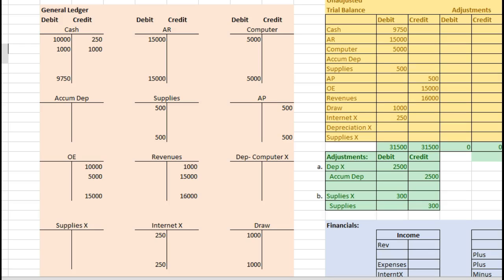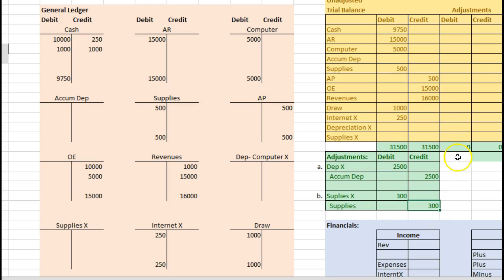And to do the adjustments then, the computer is $5,000 and we're going to keep it for 2 years. It's straight line depreciation, so that means I have a depreciation expense of $2,500 and a credit to accumulated depreciation for $2,500. We looked at the supplies and found out there were $200 left in supplies, which means we've used $300. So the supplies expense is $300, and we have to credit the supplies.